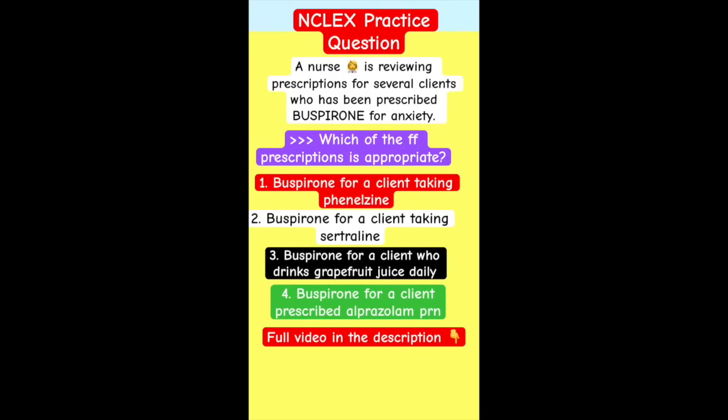If you're taking care of a patient who is being prescribed this medication, which of these do you think is appropriate to honor that prescription? Put down your answer in the comment.